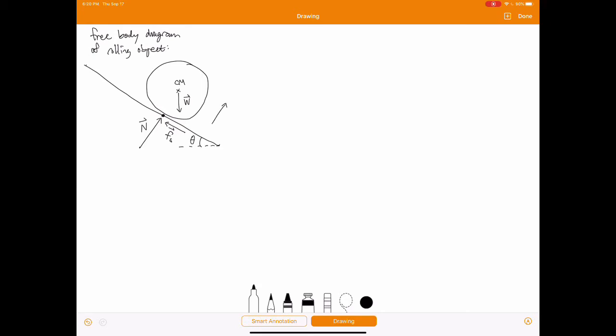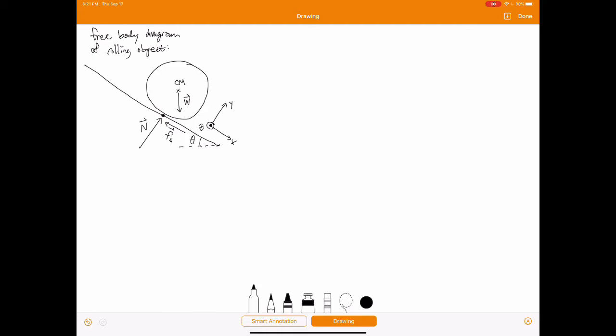So next, we're going to set up a coordinate system where the x-axis is going down the ramp, the y-axis is going out of the ramp perpendicular to it. This is typically what we do when we're dealing with inclined planes. And then the z-axis is going to be coming out of the page towards us. So that's what we'll use to keep track of directions.